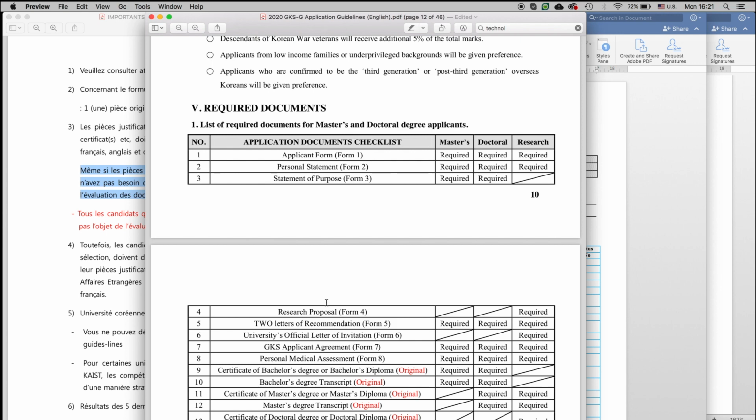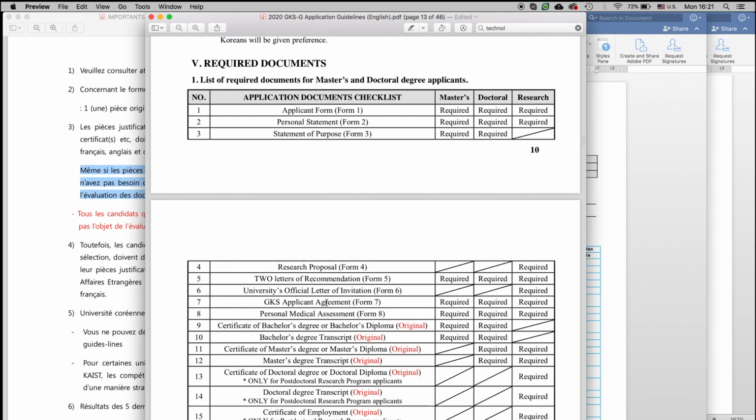I will cut from here and record the next one to go through the requirement documents. What are the documents that you have to submit with your application form?